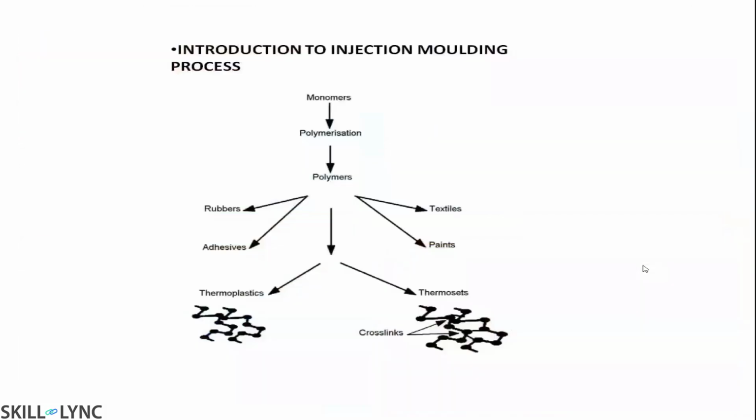And now we are going into the injection molding process. Basically, plastics are divided into two kinds: thermoplastics and thermosets, which are both derived from polymers. From the polymers, rubbers and adhesives, textiles and paints are also made. The process of polymerization of monomers gives polymers. Thermosets we use in compression molding, and thermoplastics we use in the injection molding process.